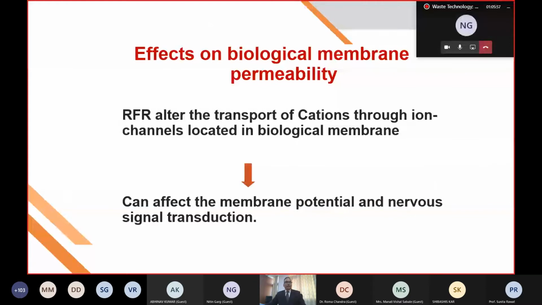So I have told you that permeability changes because of the ion influx and outflux, especially the calcium ion. Membrane potential will be disturbed, and nervous signal transduction would be disturbed. That is why, in fact, we had a meeting with DRDO people, and they were saying that the army people working with radar systems, as well as other communication devices, are facing infertility as well as neuronal damage.